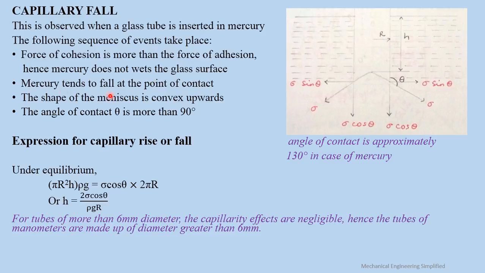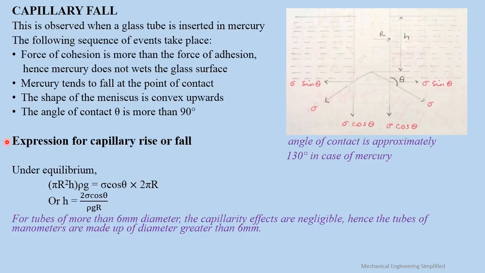Okay, so in this case the mercury tends to fall at the point of contact. This is the point of contact, and at that point the mercury tends to fall. The shape of the meniscus will be convex upward. This is convex upwards, and the angle theta, as I already told you, is the direction along which sigma, the surface tension, acts, making an angle theta with the vertical axis from the upper portion, and this theta is more than 90 degrees. So the angle of contact theta is more than 90 degrees, approximately 128 to 130 degrees in the case of mercury.